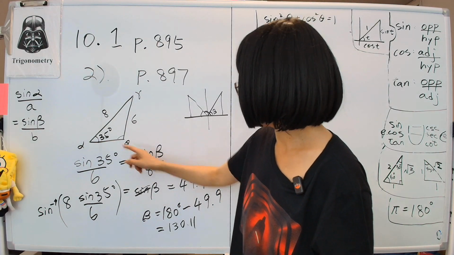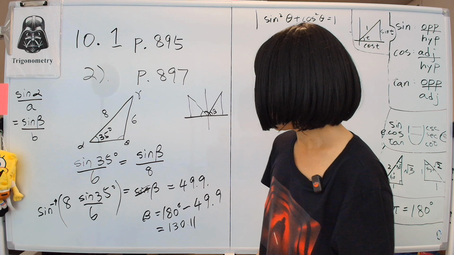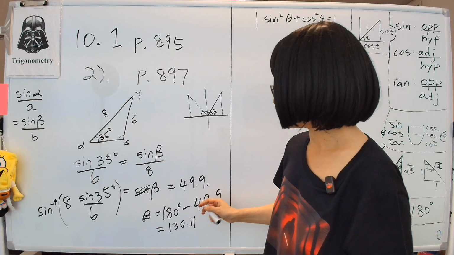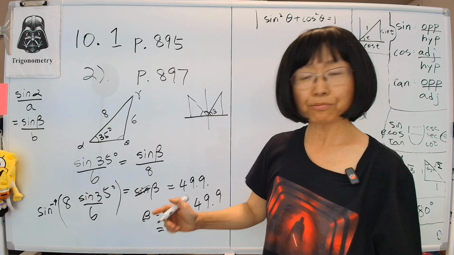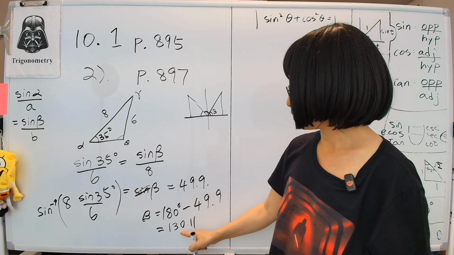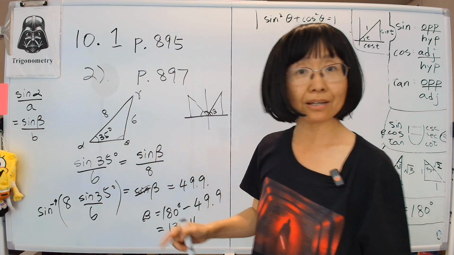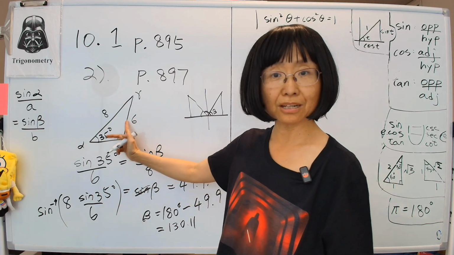So we know what beta is: 40 or 130. So the triangle has two possibilities, but the way they're drawing it, we assume that they only want this one, because they're implying that the triangle has an obtuse angle. This is called an obtuse triangle.